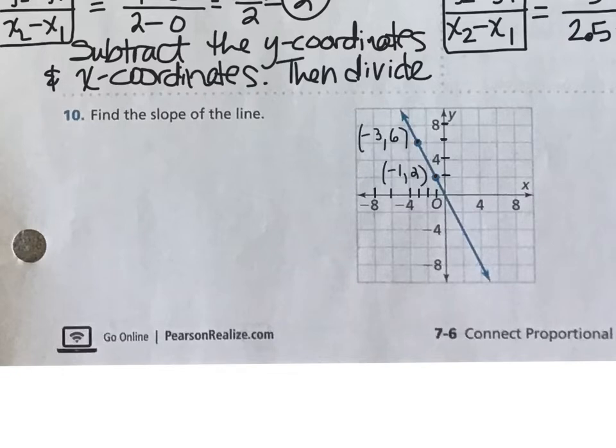Hopefully, you've identified those 2 points that have been given to you. Now, work to find the slope between those 2 points. Go ahead and check your work and see if you also found the slope of the line to be negative 2.